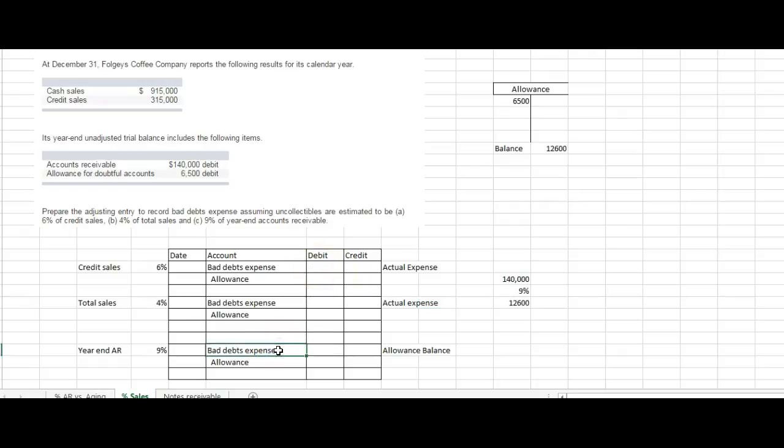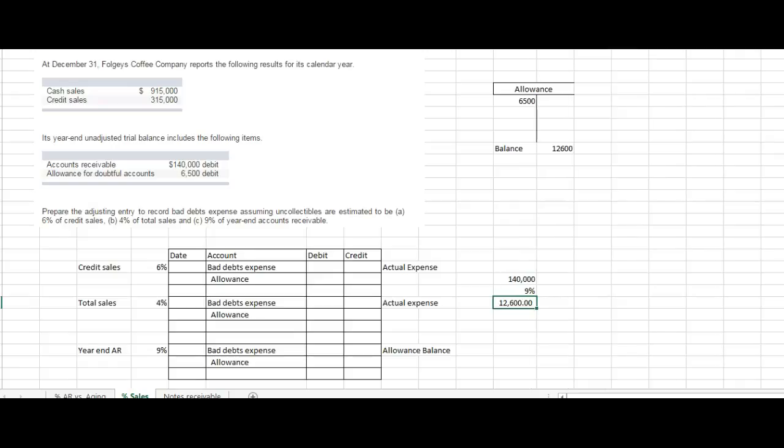This one is dealing with prior year charges that have already been considered in the accumulation. So when you calculate this out and you get this $1,260, you end up with this being the balance, and your bad debts expense is going to be the adjustment to that account. Give that a whirl.